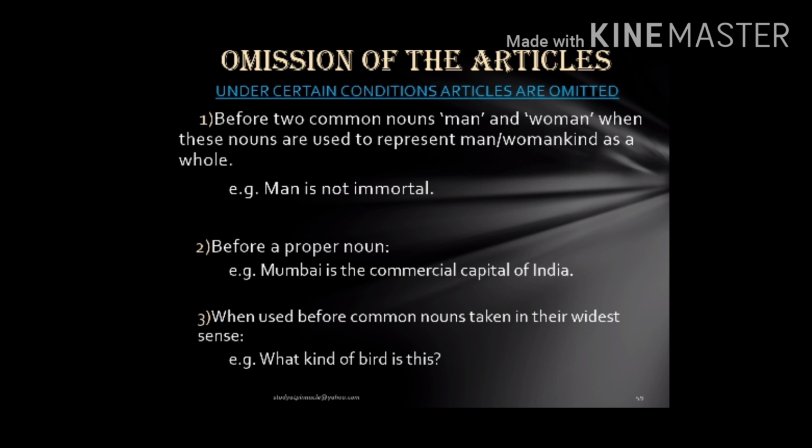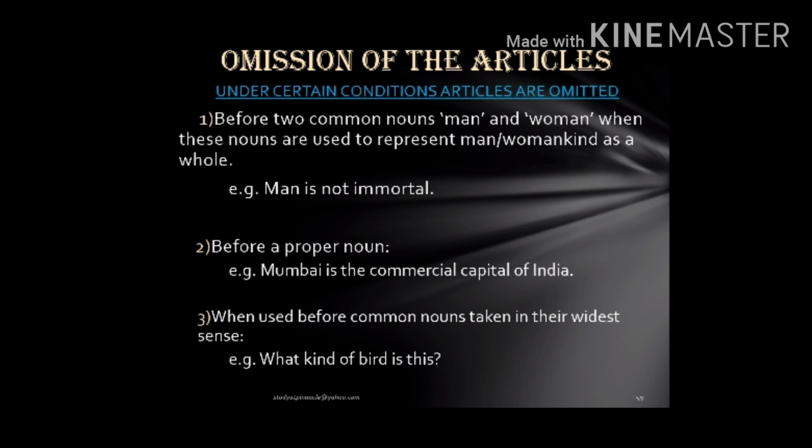One should not use an article before man and woman when these nouns are used to represent mankind as a whole. In this example, man is not immortal, or man is an intelligent animal, we will not be using "the." We should also not use the article "the" before a proper noun. In this example, we'll see Mumbai is the commercial capital of India. We will not use the article "the" before Mumbai.